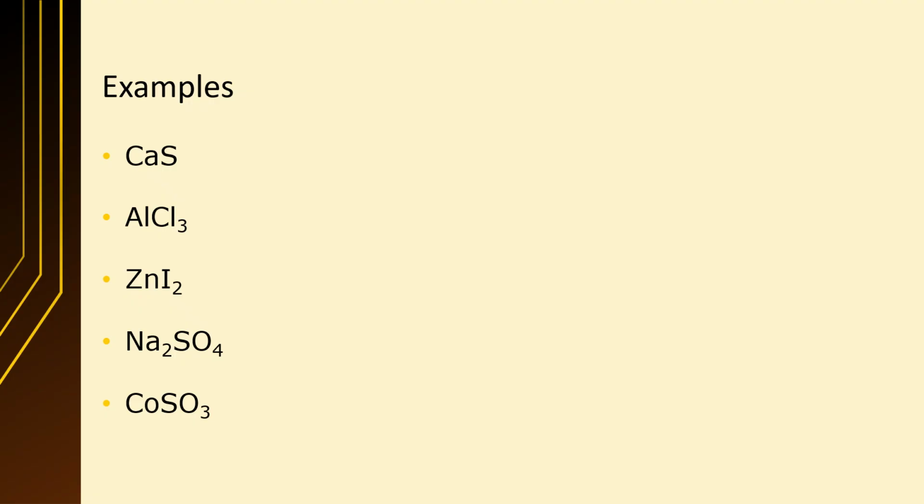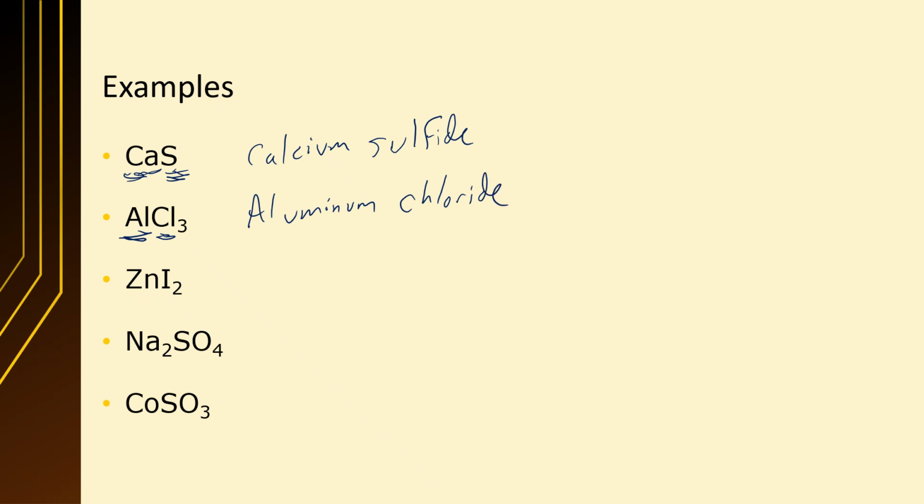Here's a few more examples. So CaS. I always check, is the metal a transition metal? Calcium? No. So I can just write calcium. And then S, we change the ending to ide, so sulfide. I don't need a Roman numeral because it's not a transition metal. The next one, AlCl. Al is aluminum. Cl is chlorine, but we change the ending to ide, aluminum chloride. And again, we don't need a Roman numeral because aluminum is not a transition metal.